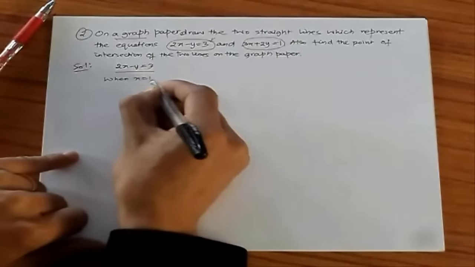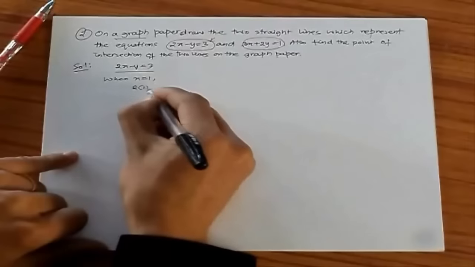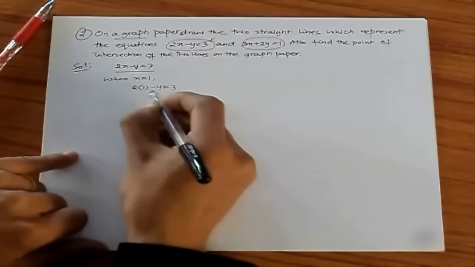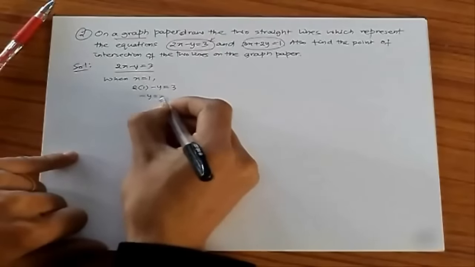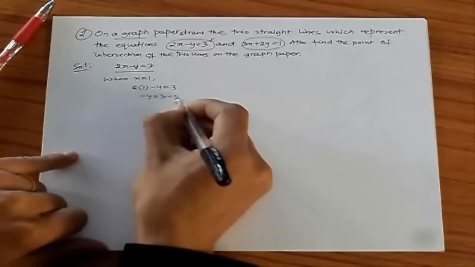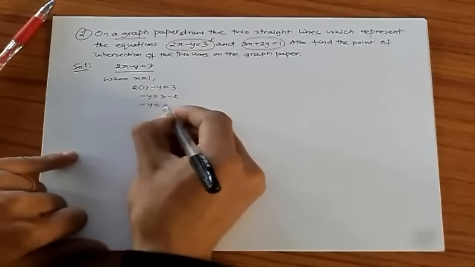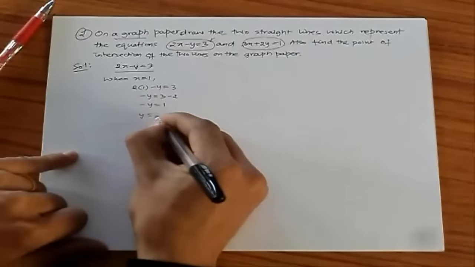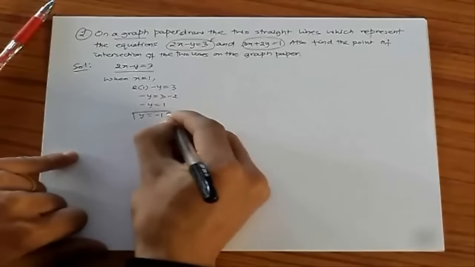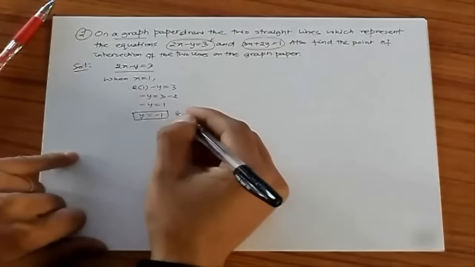When x equals 1, it becomes 2 into 1 minus y equals 3. So 2 minus y equals 3. 2 goes there, it becomes negative. Negative y equals 1. Therefore y becomes negative 1. Right? Okay, one more.